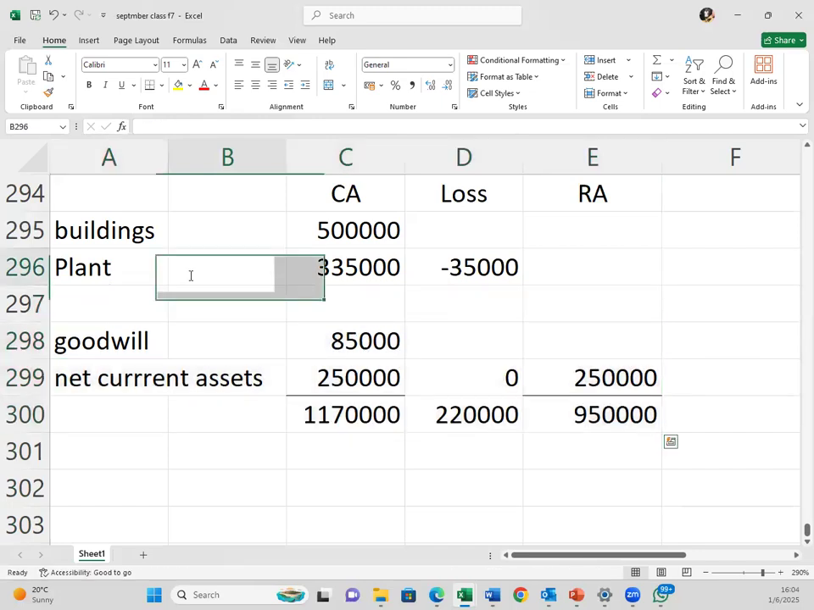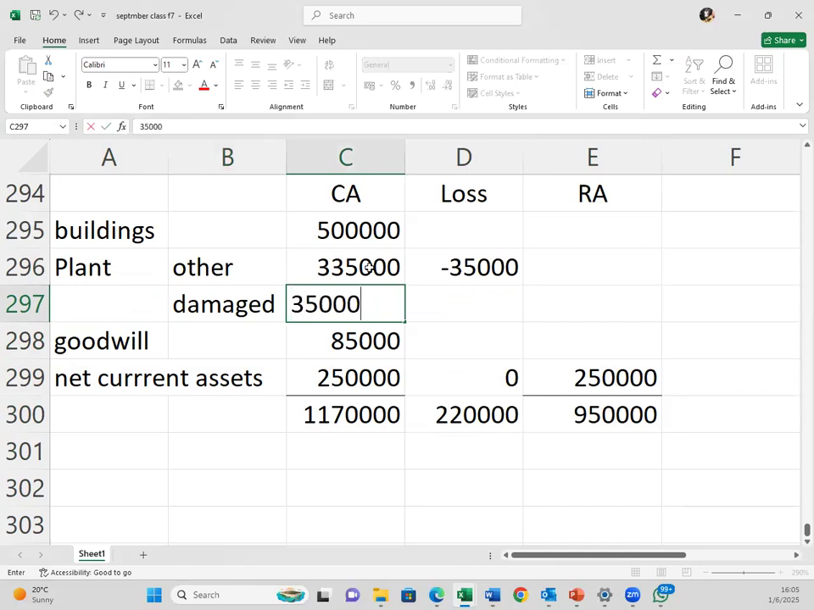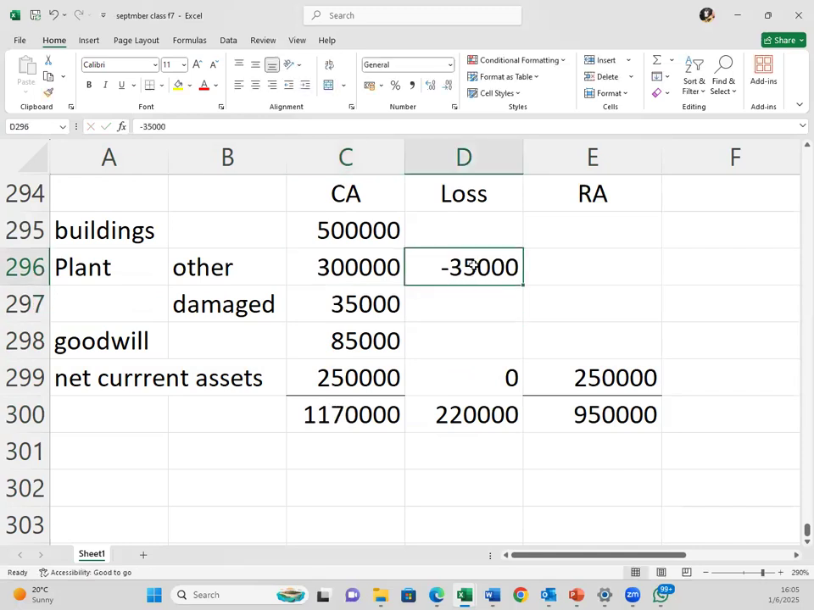So we have the plant, we can say this one other, then this one the damaged. The damaged was said to be 35,000, so it was inclusive in this amount. So let's remove 35,000 there. It means we allocate the impairment to the damaged asset.